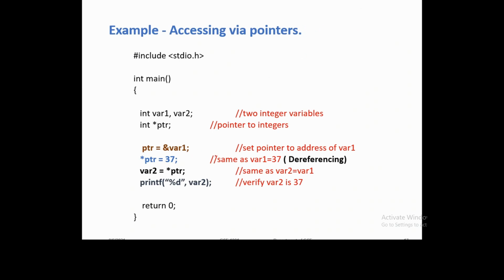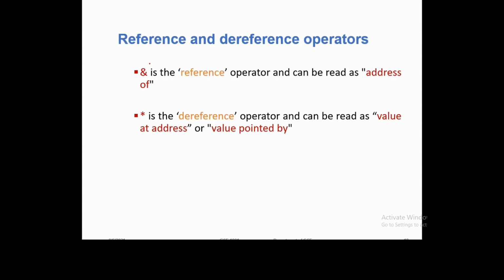So I'm just revising some of the previous concepts which you have studied in the first year. These concepts will be used when we use pointers with arrays, pointers with structures, jagged arrays, and in the case of dynamic memory allocation. So we have the reference and dereference operators. This ampersand is the reference operator. This star is the dereference operator.